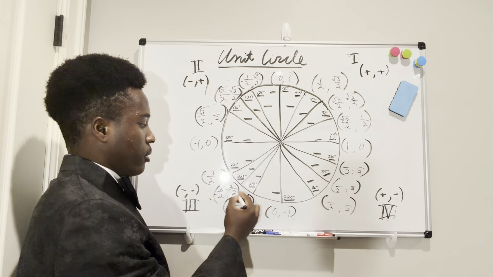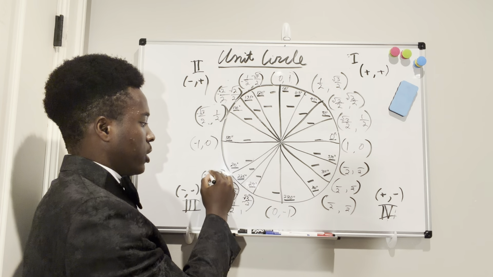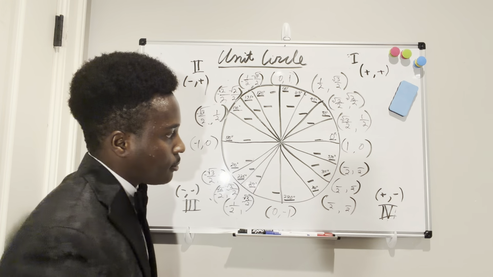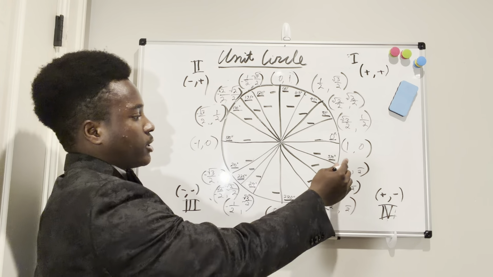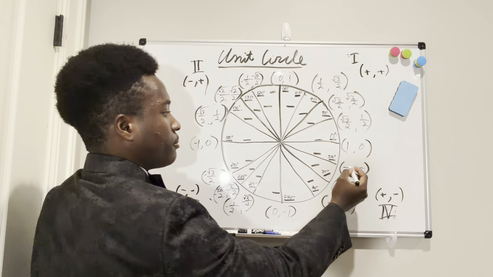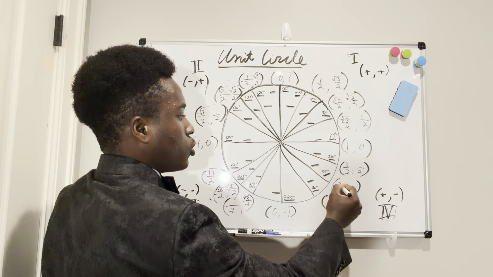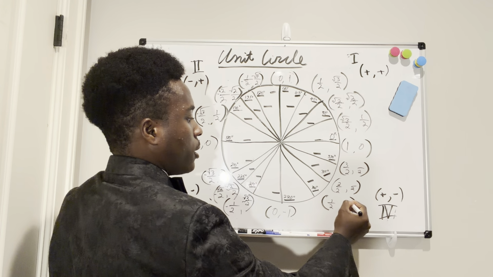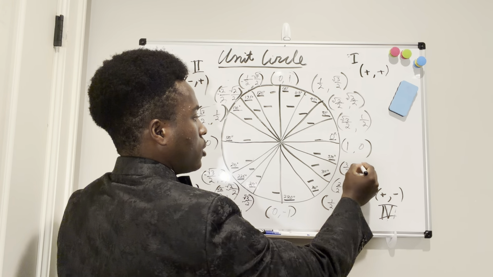So still square root of 3, square root of 2, square root of 2, square root of 3, square root of 1 is 1. And then same thing, since we're still on the bottom quadrant, we're going down 3, 2, 1, up 3, 2, 1.